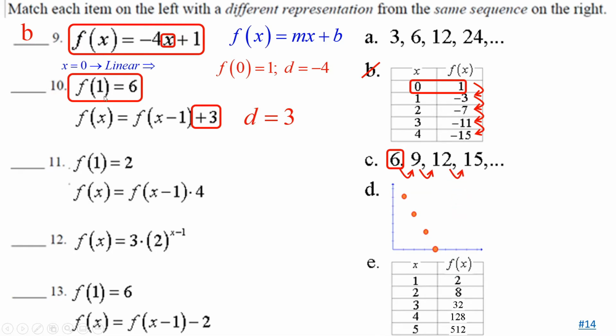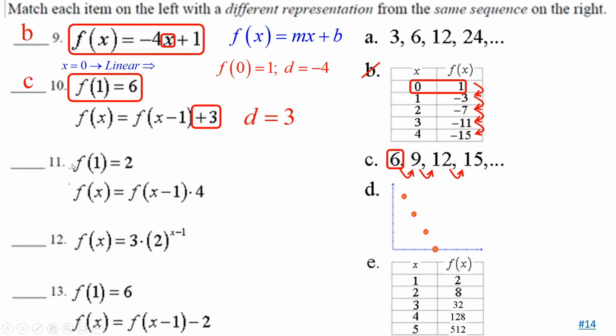So this recursive formula gives me a sequence. The first term is 6, and then to get every next term I simply add 3: 6, 9, 12, and 15, and so on. So the answer to 10 is C.